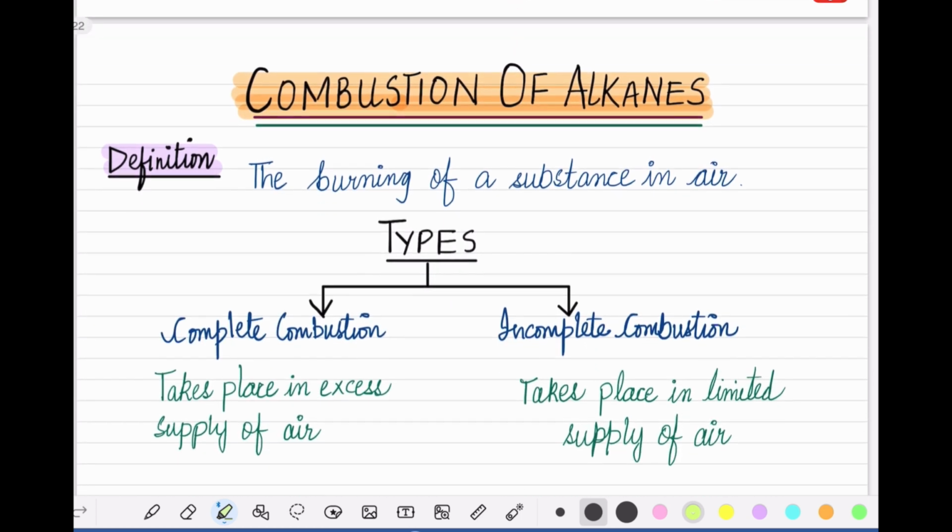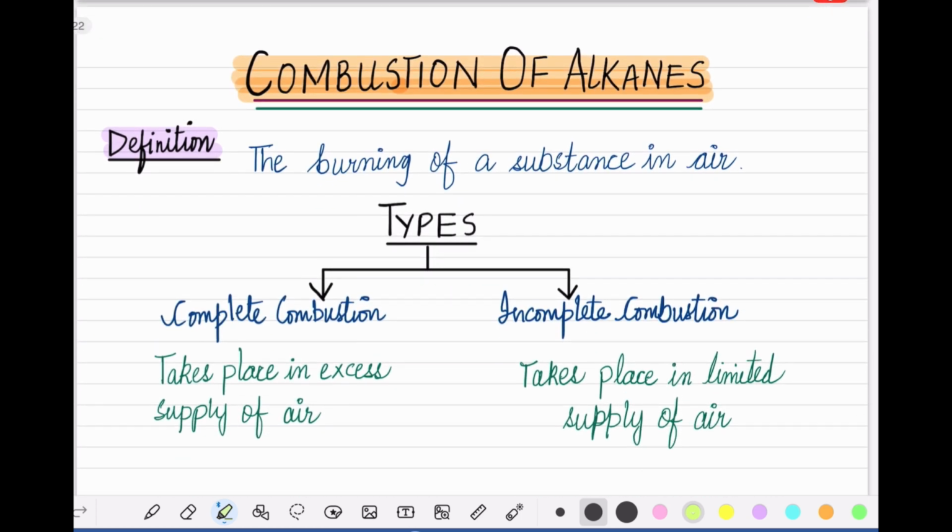Now, we will discuss the combustion of alkanes first. What is combustion? Combustion is the burning of a substance in air. It is the most important property of alkanes because they readily burn in air when ignited by a spark or flame. There are two types of combustion, complete and incomplete.